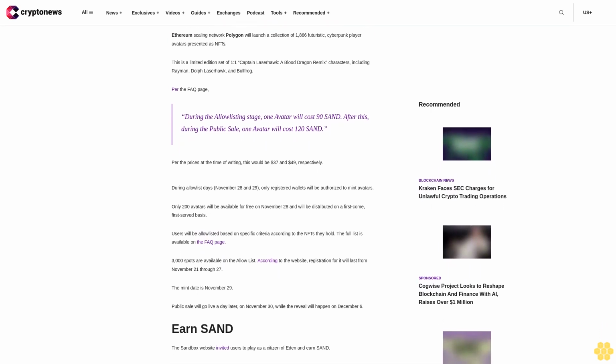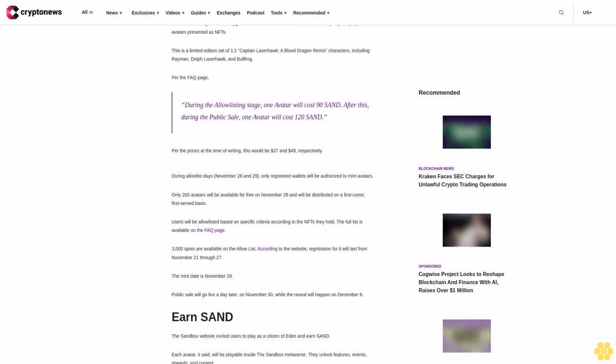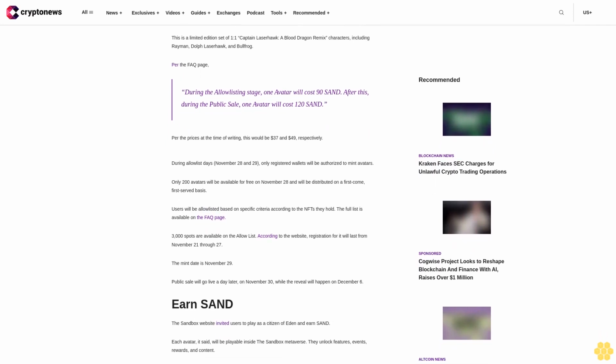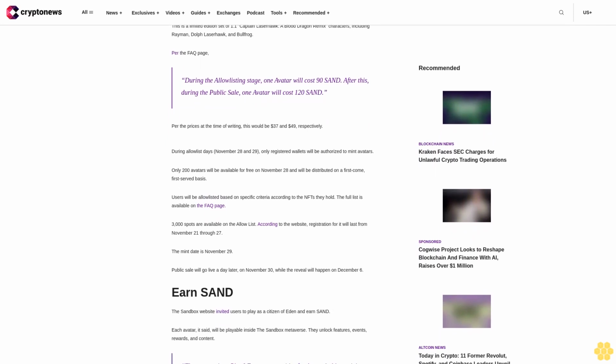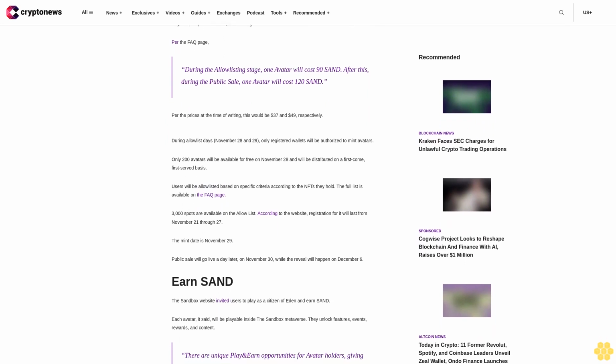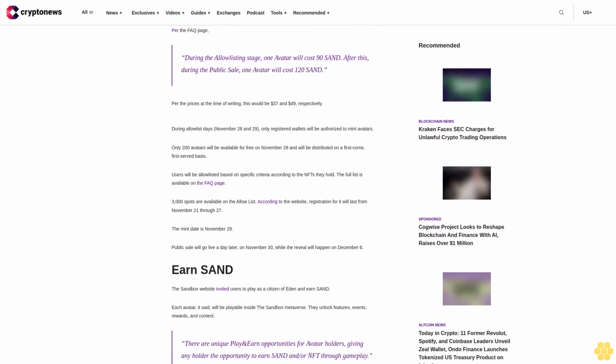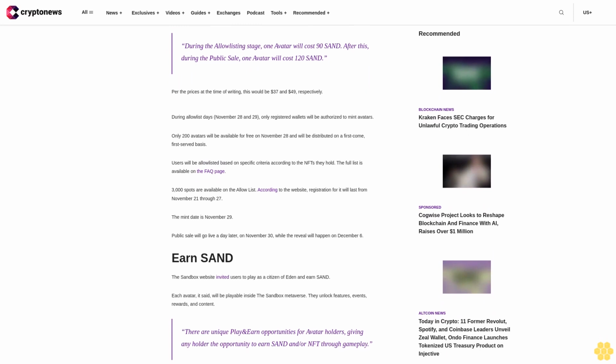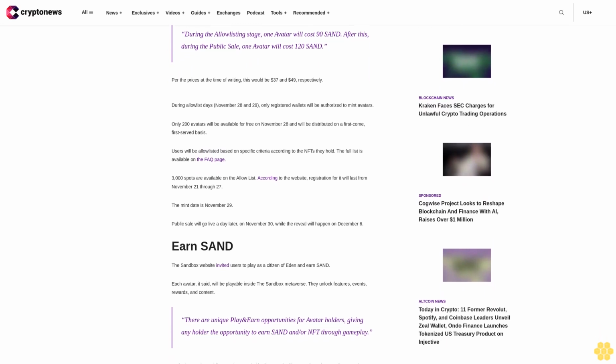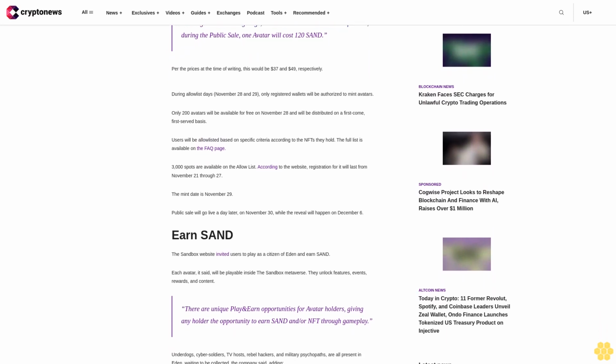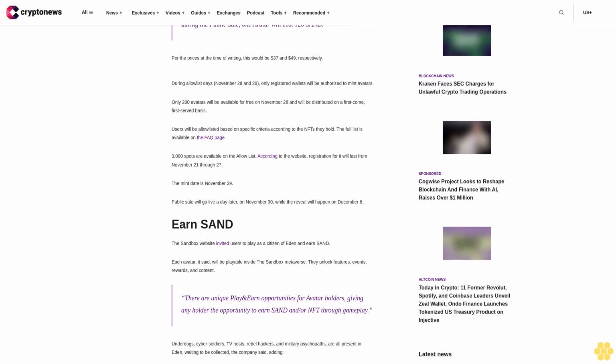During allowlist days, November 28 and 29, only registered wallets will be authorized to mint avatars. Only 200 avatars will be available for free on November 28 and will be distributed on a first-come, first-served basis. Users will be allowlisted based on specific criteria according to the NFTs they hold. The full list is available on the FAQ page.